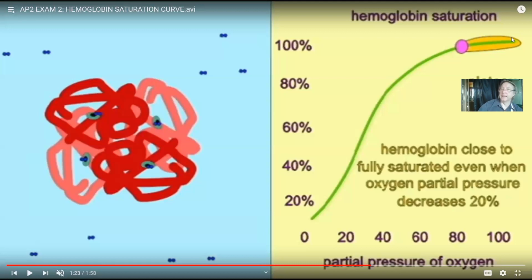All right, so that's a neat trick. And that's what this flat part of the curve gives us. Even at a higher altitude or with a mild respiratory disorder, our hemoglobin is still about 100% saturated.